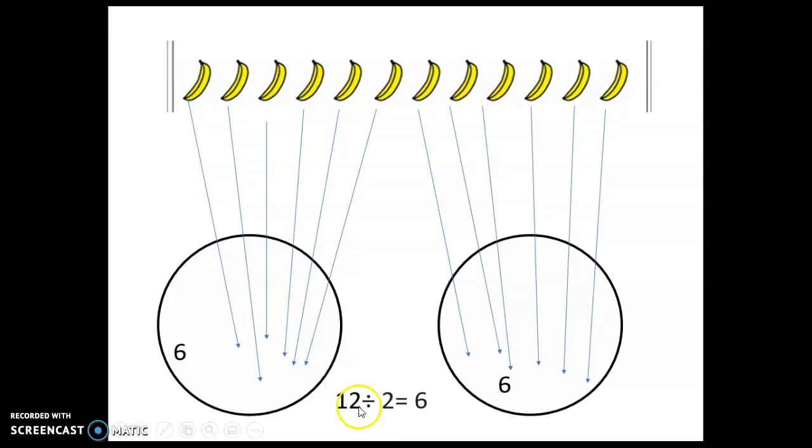Remember when we look at a division number sentence, 12 is the total number that we have. We've shared them into 2, and then the amount in each group is 6. So that's thinking about that learning intention again. What is the total number? How many groups do we have? And how many are in each group?